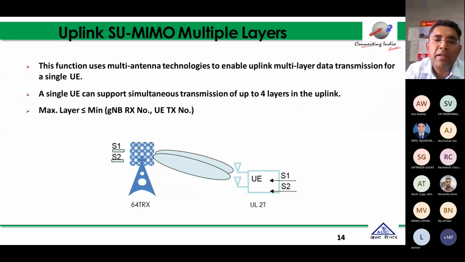And uplink single user MIMO, that capability is that a single user can support simultaneous transmission of up to 4 layers in the uplink direction. In this figure, only uplink 2 layers is shown, but a maximum of 4 layers is feasible in the uplink direction. That is the single user MIMO.